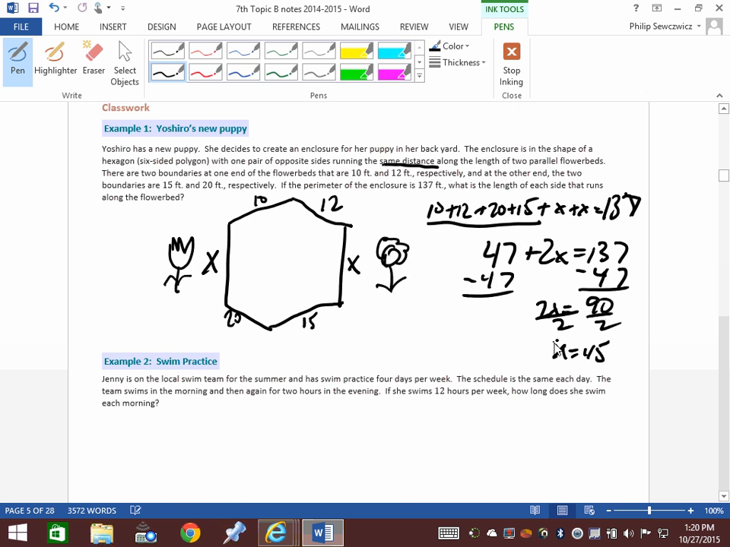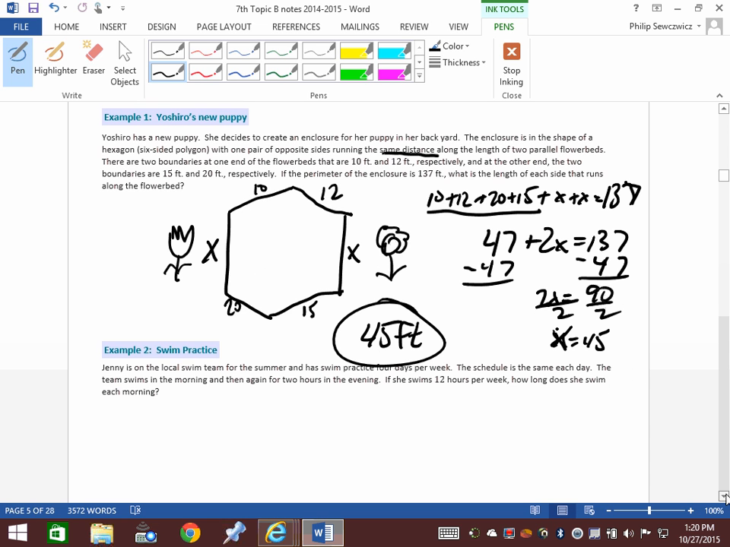So when they ask, what is the length of each side that runs along the flower bed? There it is. Each side is going to be 45 feet. So the key thing here is picture, labeling the information and then using that to set up our particular equation.